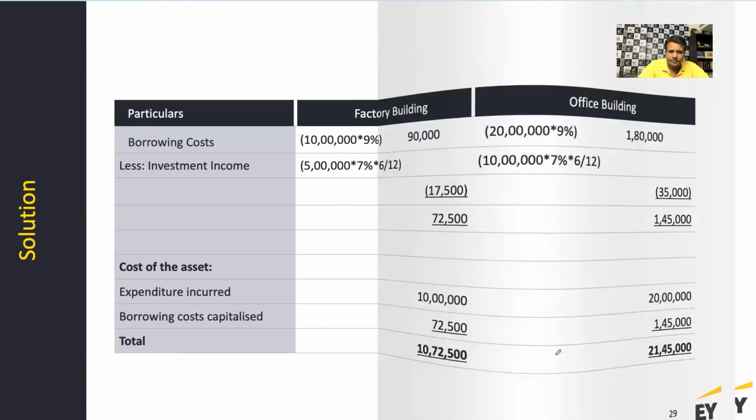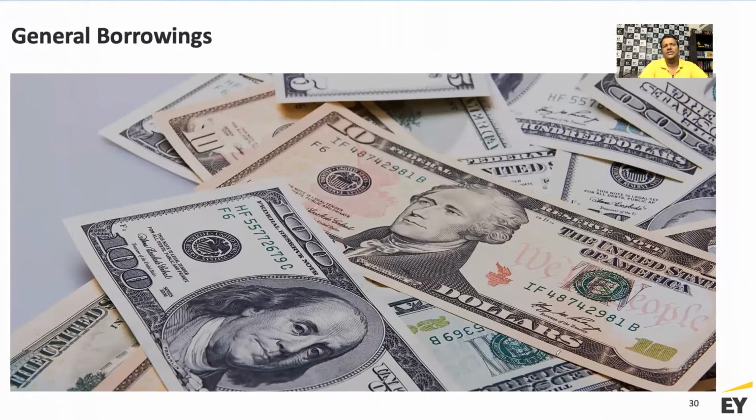Specific borrowing. Now we're going to talk about general borrowing. General borrowing means anything which is not specific; everything else is general borrowing. If it is not specific, it becomes general borrowing. If it is a specific borrowing for a particular plant, once that plant construction is over and it is ready for its intended use, that specific borrowing which was for plant A, if you are doing a new capex, then becomes general borrowing for plant B.